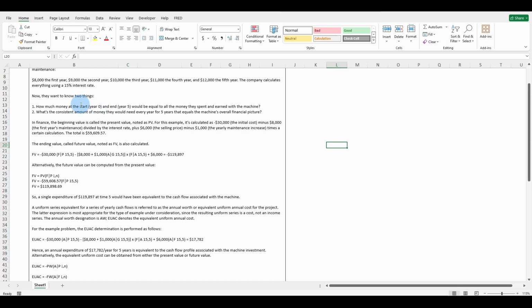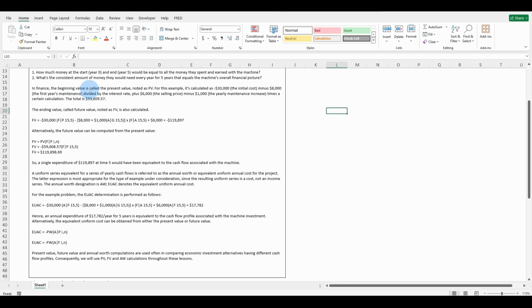Now, they want to know two things. How much money at the start, year 0, would be equal to all the money they spent and earned with the machine? And what's the consistent amount of money they would need every year for 5 years that equals the machine's overall financial picture?